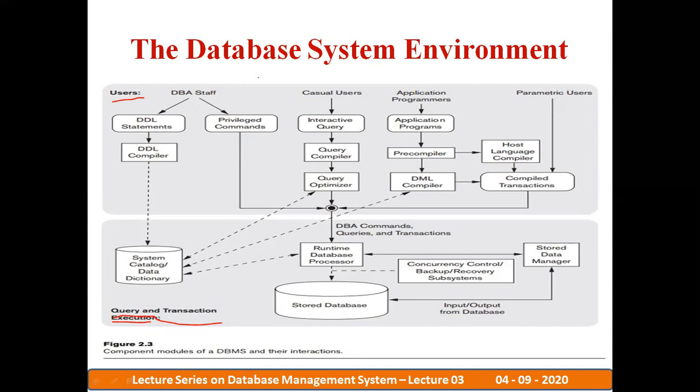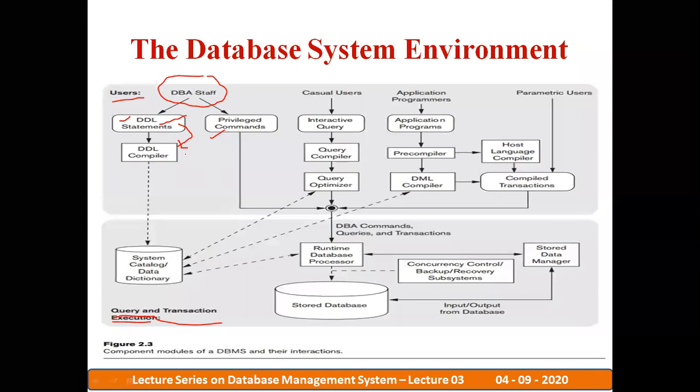Now, as you can see, there is the DBA staff, that is, the database administrator. The DBA can execute DDL statements, or it can also have some privileged commands. So what will the DDL do? The DDL will either create a table, or create a database, or it can also alter or drop. After writing those statements, if I write create table student, all these statements should be compiled using the DDL compiler. The compiler will check whether the statement or query that you have written is correct or not.